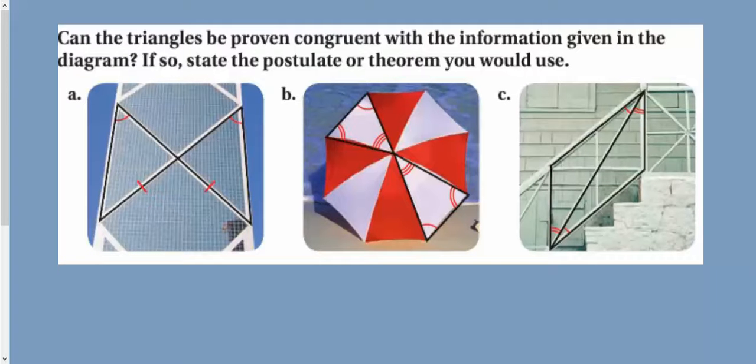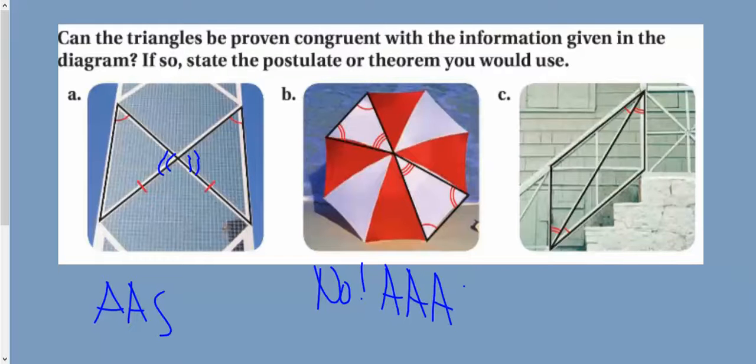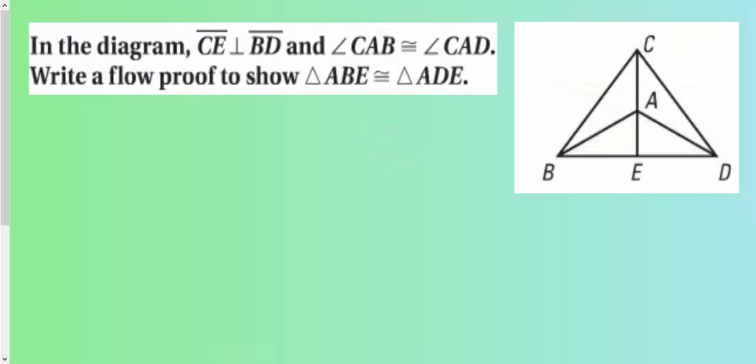Can the triangles be congruent with the given information? If so, state the postulate or theorem you'd use. Make sure you mark down anything in the picture that's true, like those are vertical angles there. So this one would be angle, angle, side. That one works. This one is no. We do not have angle, angle, angle. Angle, angle, angle doesn't work. This one we have a reflexive side right here, and we have angle, side, angle. So that would be yes. If they don't mark something down that you can mark down, like I marked the vertical angles in the first one and the reflexive in the third one, make sure you mark those down.